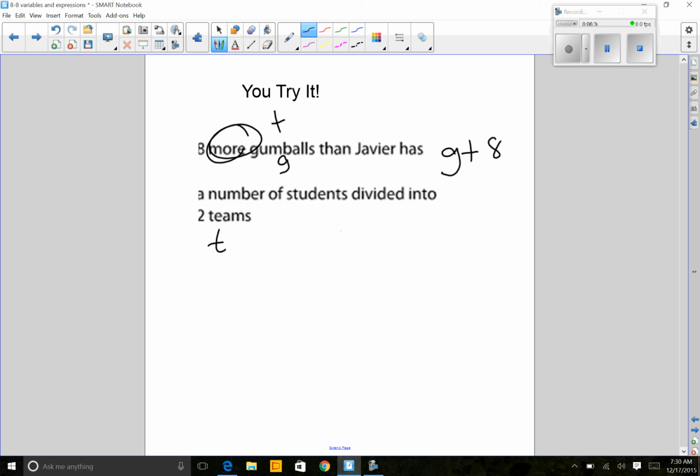The second one, though, is a little bit more of a problem in terms of making sure we get the right order, because it's divided by, right? Division is not commutative. So a number of students divided into 2 teams. I guess I should have used S. That would have made more sense. T is not a very good variable for this. Sorry about that, I didn't read ahead. But whatever variable you use, your answer would be T divided by 2, because it's the number of students divided into 2 groups. Okay, and that's it. So thank you for listening.